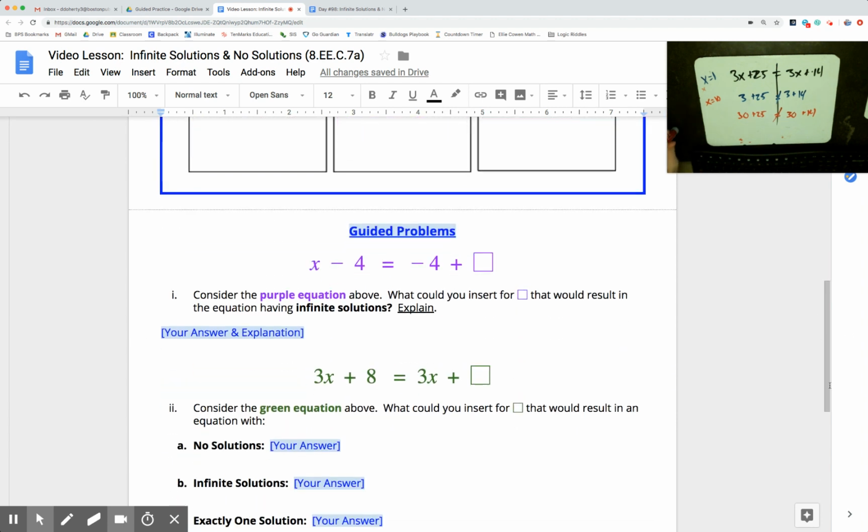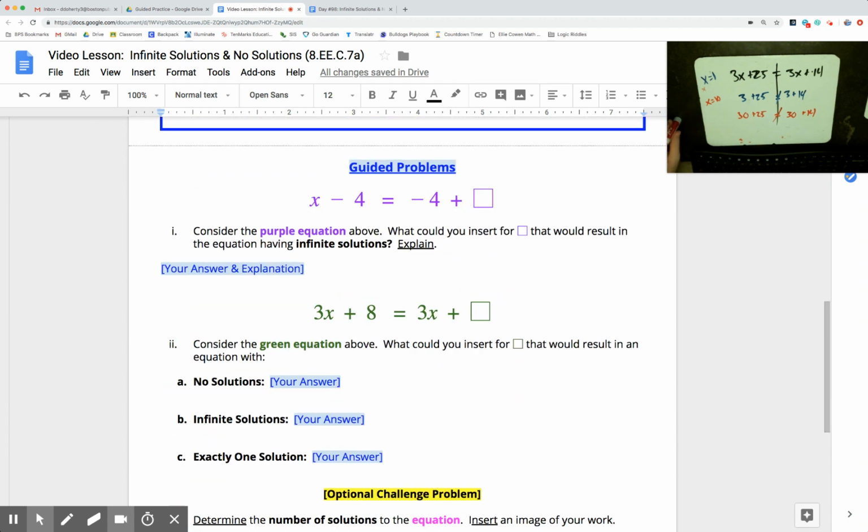So for the first guided problem today, you're given an equation with a blank box. We could call that a magic box. They're saying if x minus 4 is equal to negative 4 plus some unknown term that we're going to plug in here, what could we insert for that unknown term, for that purple box, that would give the equation an infinite number of solutions?